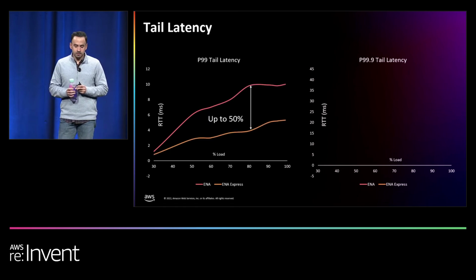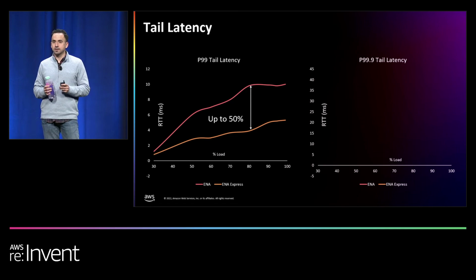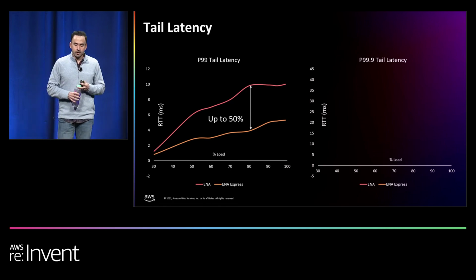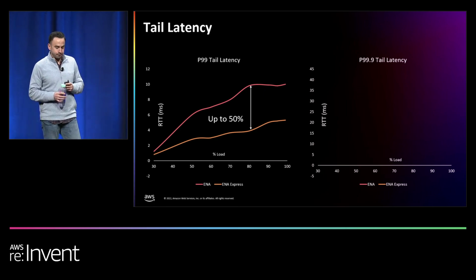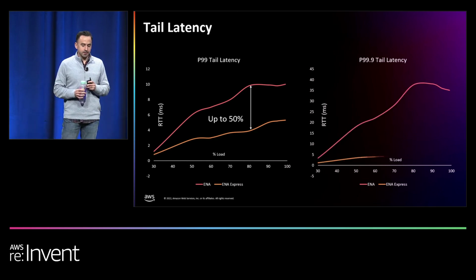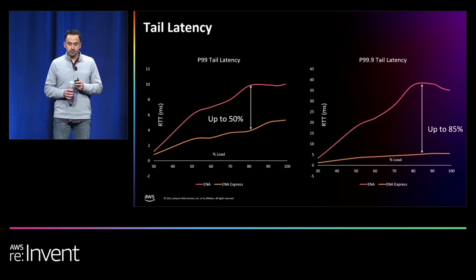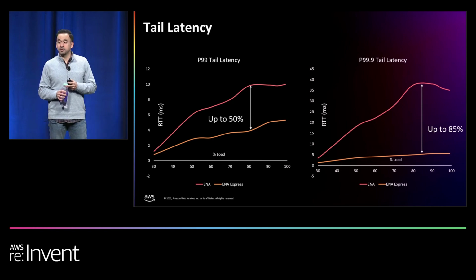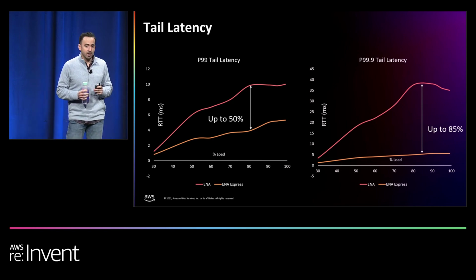Like throughput, tail latency starts to see a noticeable improvement with ENA Express as the load continues to grow. Here we see up to 50% improvement on your tail latencies for your RTT for P99. When we extend our tail latency out to three nines, we see an even greater performance boost of up to 85%. And as you add more nines, it gets better.